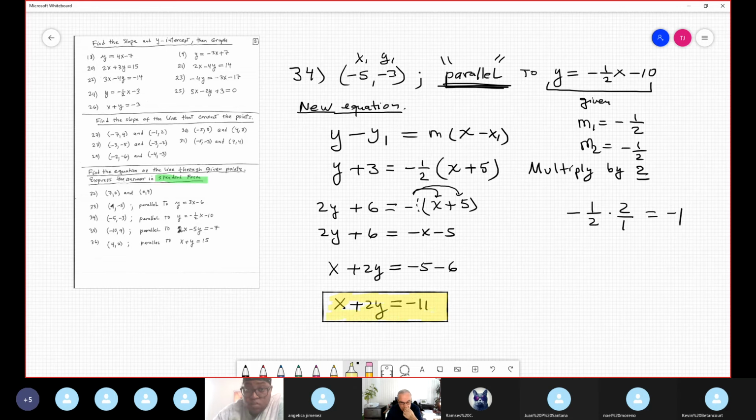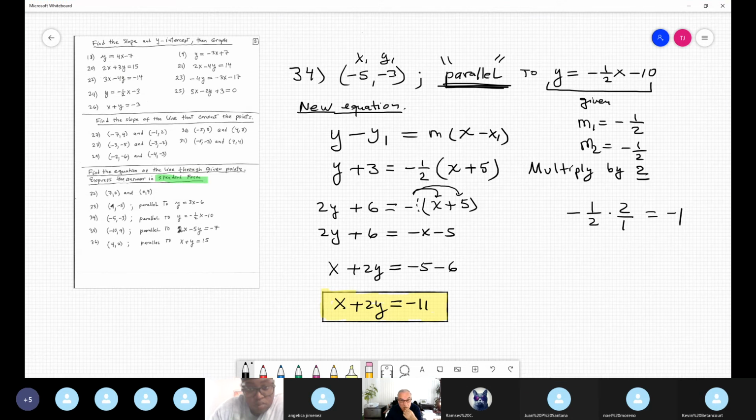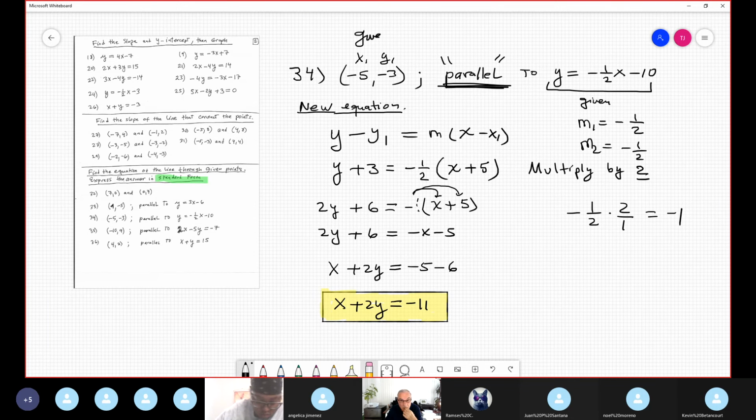Okay, the thing we are doing is this: 1 point is given, and 1 line is given also. You need to build a new equation, and the new equation is satisfied. This is passing through this point for sure.